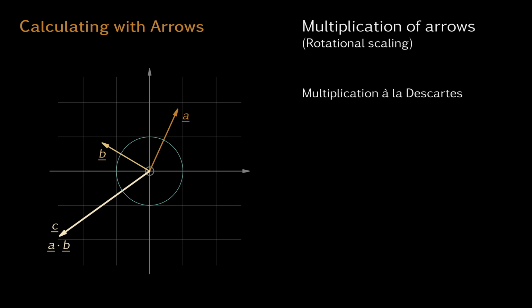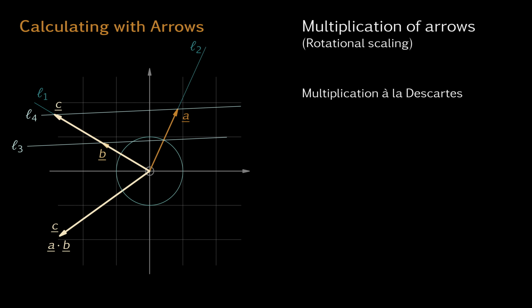But what if we start our construction with B instead of A? The ray L1 is then in the direction of B and the ray L2 is in the direction of A. The line L3 now runs through the head of B and the intersection point of L2 with the unit circle. We again parallel shift a copy of L3 to the head of A to get line L4, and we draw an arrow C from the origin to the intersection point of ray L1 with line L4. By construction, we have two new similar triangles, a large one here and a small one here. The intercept theorem now implies that the length of C to the length of B equals the length of A to 1. Hence the length of C is again the length of A times the length of B.